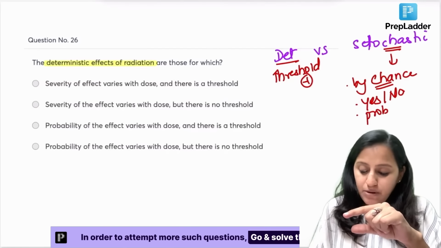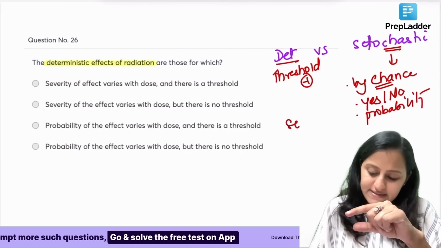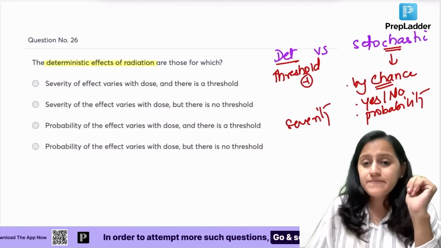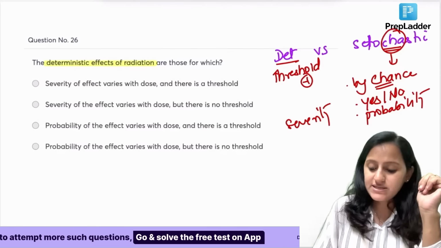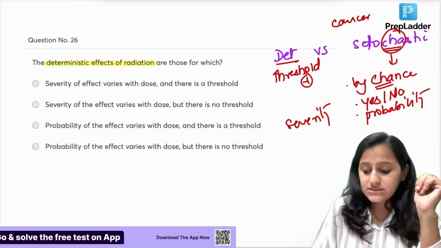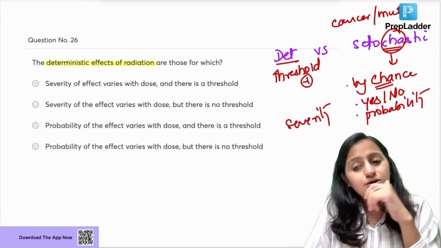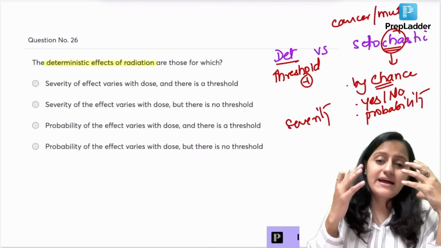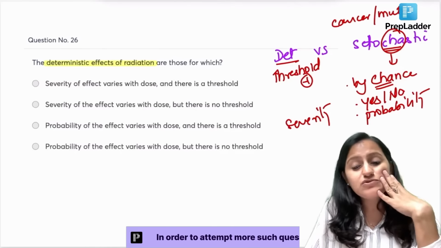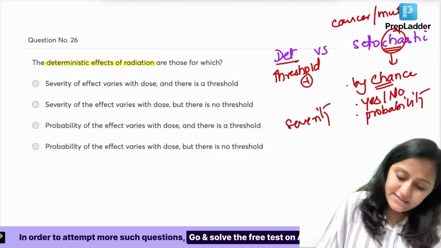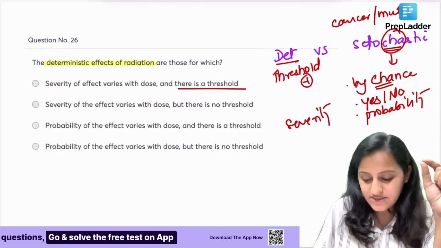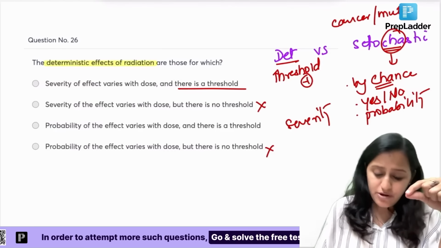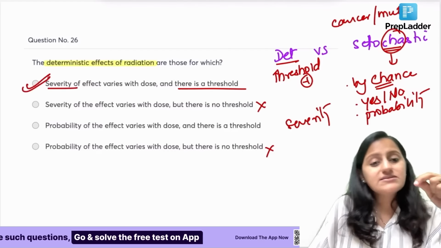So that means it's a probability, while here it is severity. As you increase the dose, the severity increases. Examples of stochastic effects are radiation-induced cancer and radiation-induced mutations. All of these are stochastic. Rest everything, radiation-induced skin erythema, cataract, alopecia, bone marrow suppression, all of those are deterministic. So deterministic, determine the threshold, there is a threshold. So this is out, this is out. Severity varies with dose. So the answer is going to be A.